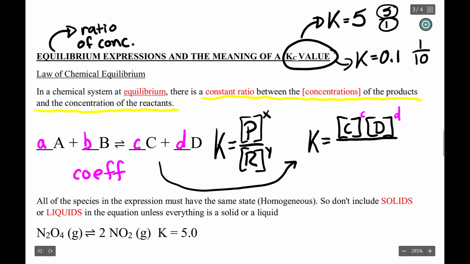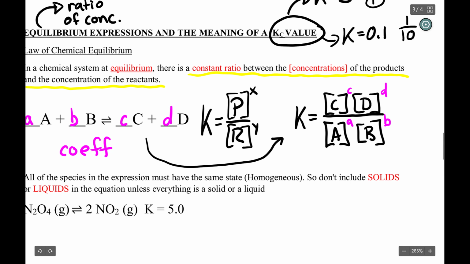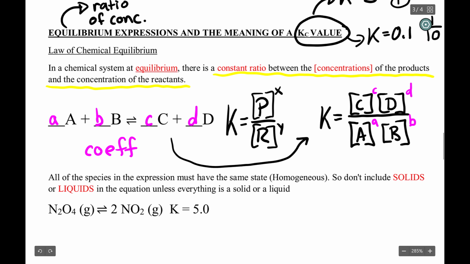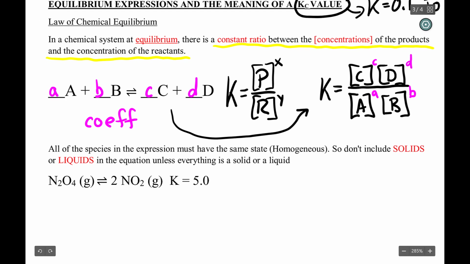And that's all over the concentration of reactants, so A and B, and those would be raised to their coefficients, A and B. Now, if I input numbers into this and get values coming out, I then understand whether products are favored or reactants are favored, which is what we're about to get to, so I'm going to wait a little bit.